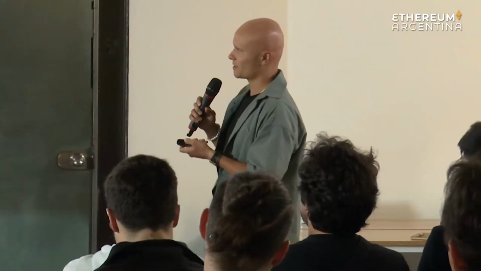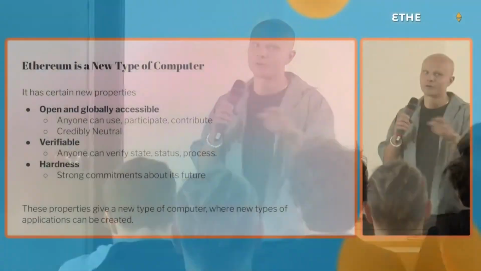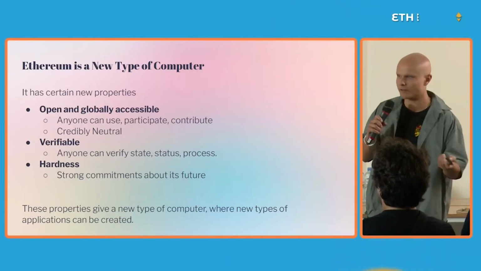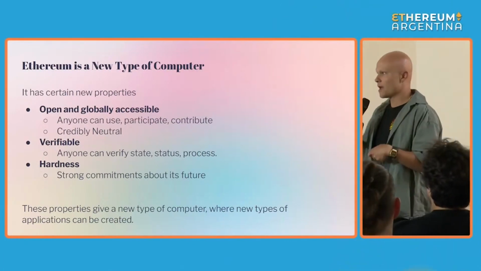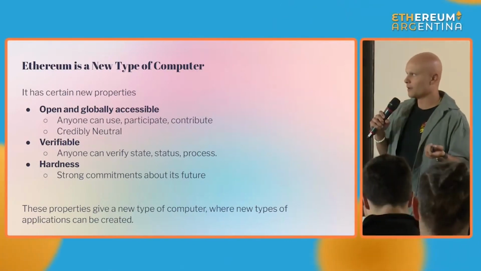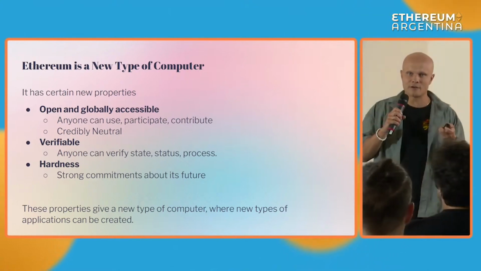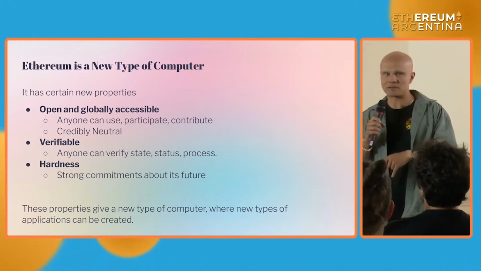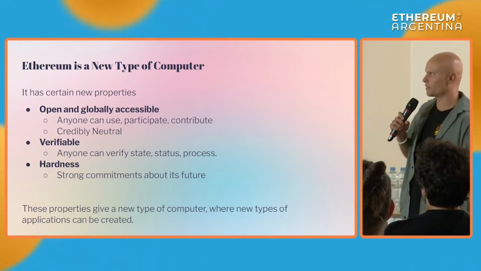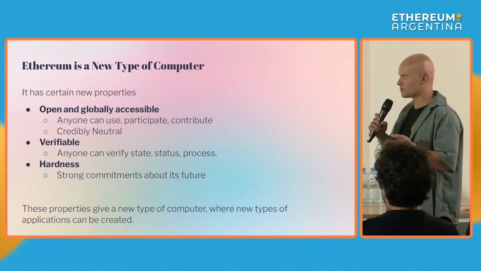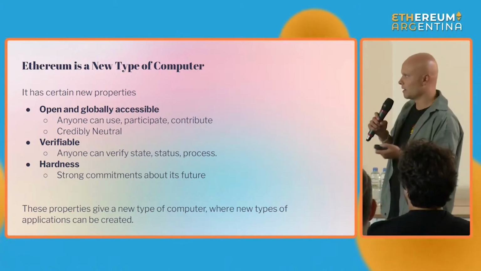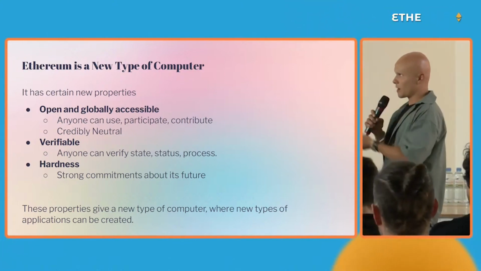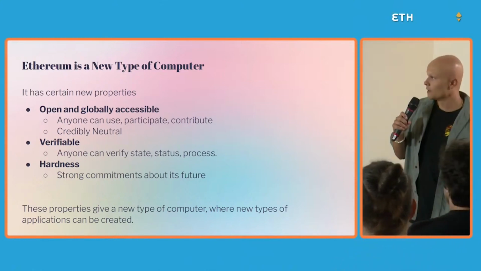One of these properties is that Ethereum is open and globally accessible. This means that anyone around the world with an internet connection can use Ethereum, they can participate in Ethereum, and they can contribute to Ethereum. This is saying that Ethereum is basically neutral. It doesn't have any bias towards any specific region or any specific country. It's open to everyone, equally so. And that's one of the properties that make this a new type of computer.